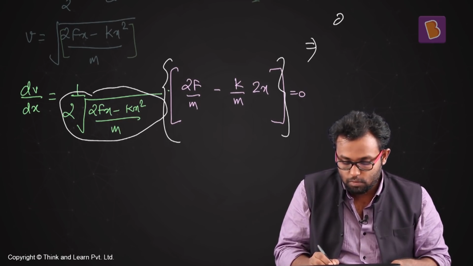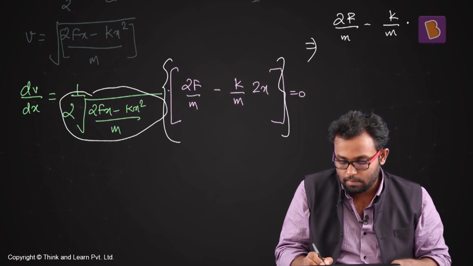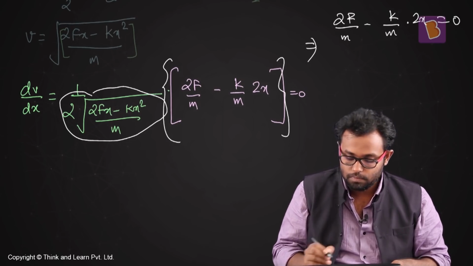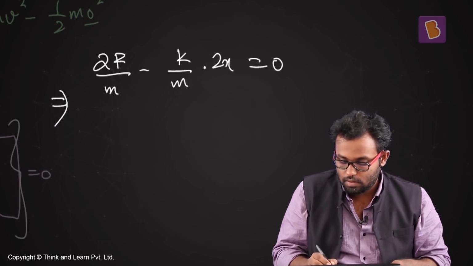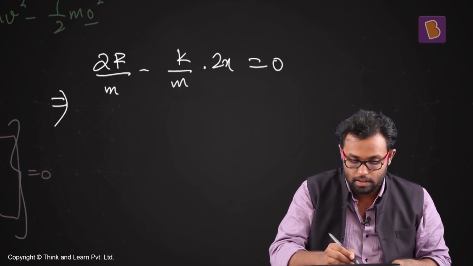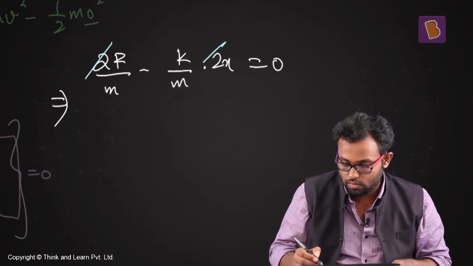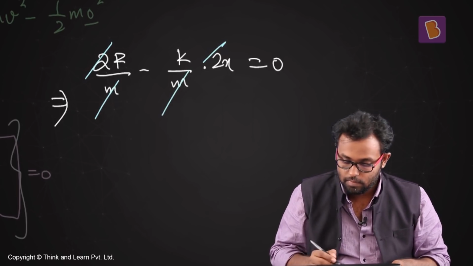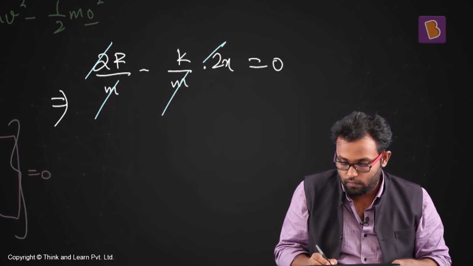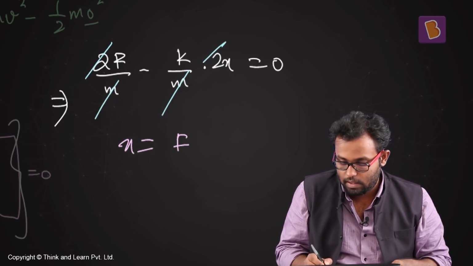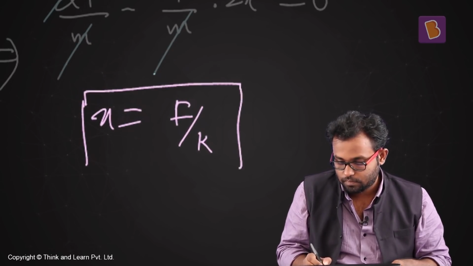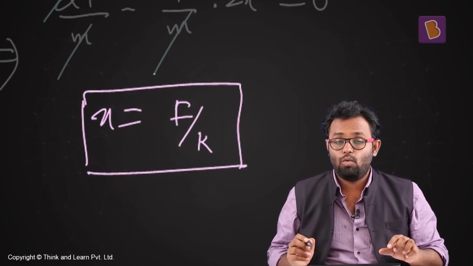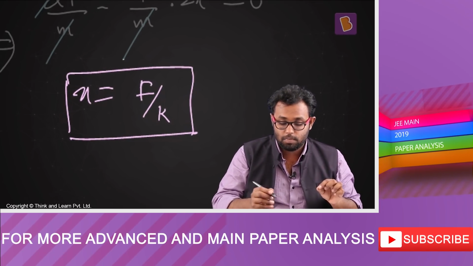Let me do that. This becomes 2F by m minus k by m times 2x equal to 0. I can simply get rid of this 2 and this 2, and this m and this m, and take it to the other side. I get the value of x equal to F by k. And this is the position where the speed is maximum.